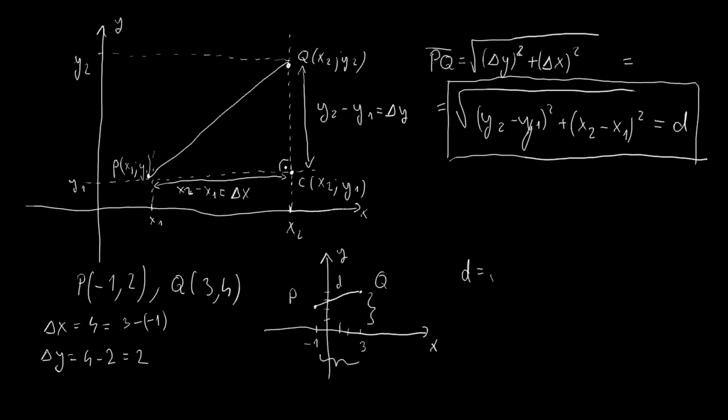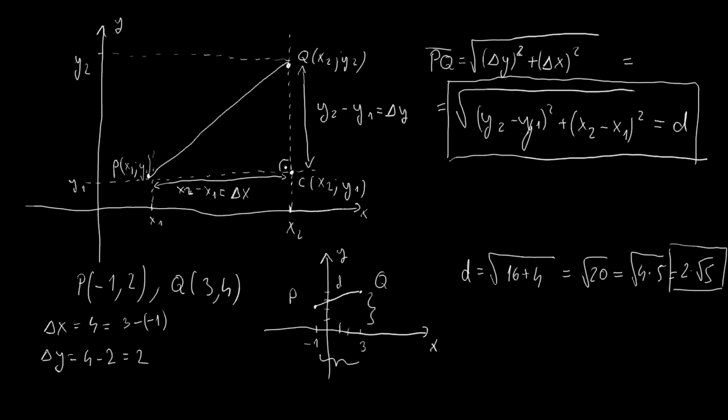Now the distance equals the square root of delta x squared, which is 16 here, plus delta y squared, which is 4 here. So this is the square root of 20, which is 4 times 5, and that is 2 times the square root of 5. And that is the distance between these 2 points.